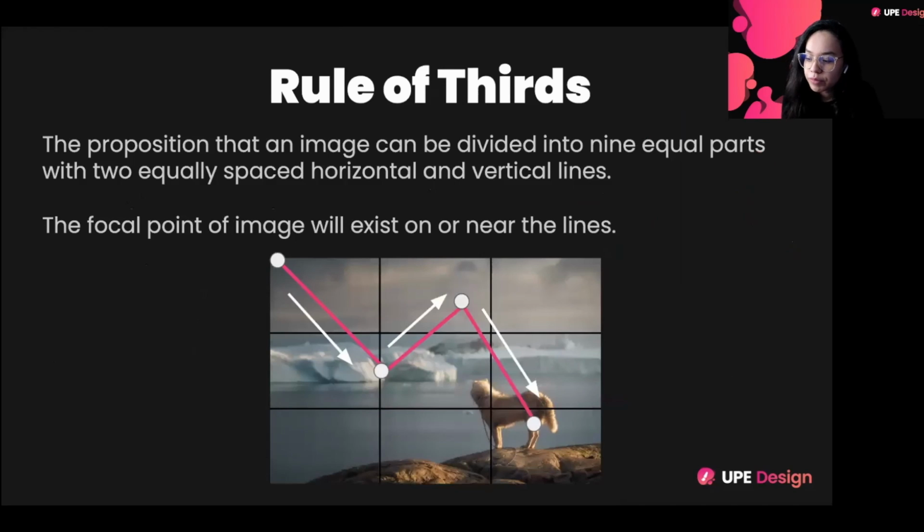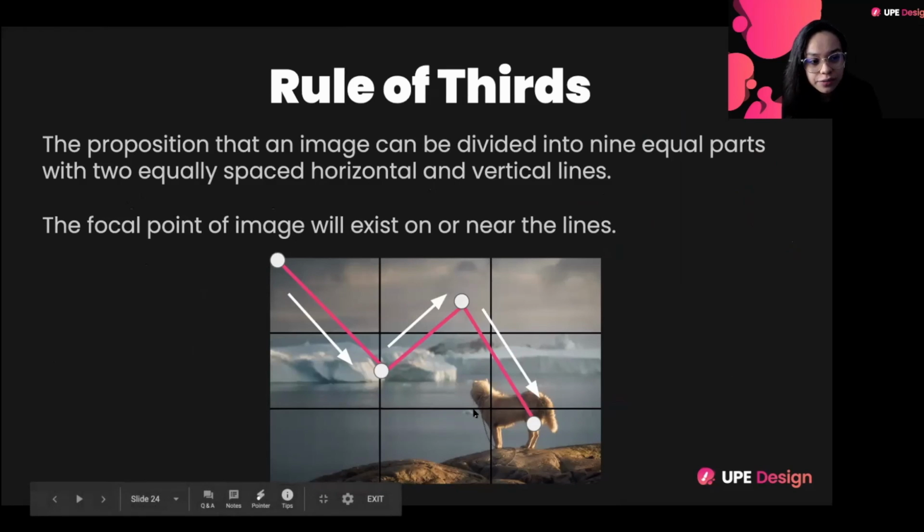The rule of thirds. The rule of thirds is a proposition that you can take an image and divide it into 9 equal parts with 2 equally spaced horizontal and vertical lines. The focal point of an image will exist near or on the line. So you're going to take any image that you have and split it into 9 equal squares or rectangles, 9 equal parts. And you're going to be able to have your focal images on lines or on the intersections. So these lines right here, according to studies, we actually analyze pictures in that particular manner. We start from the left top and then we go down and up and down.